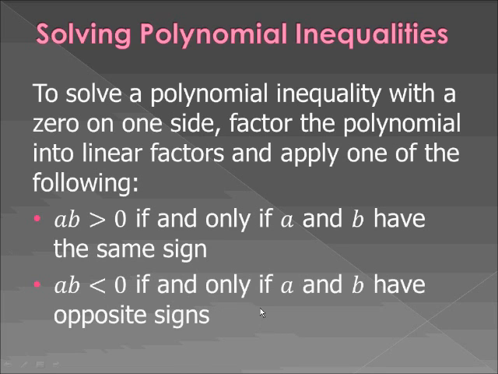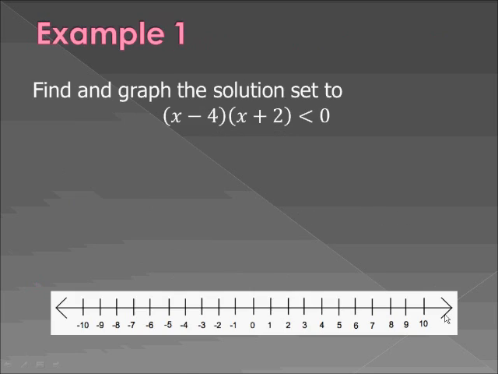So, again, you have to remember that when you multiply two numbers with the same sign, you're always going to get a positive number. If you multiply two numbers with opposite signs, you're always going to get a negative number. Alright, so let's see how this works.